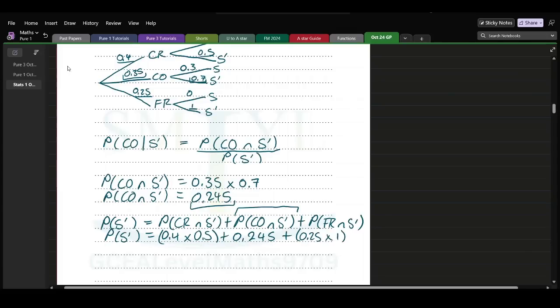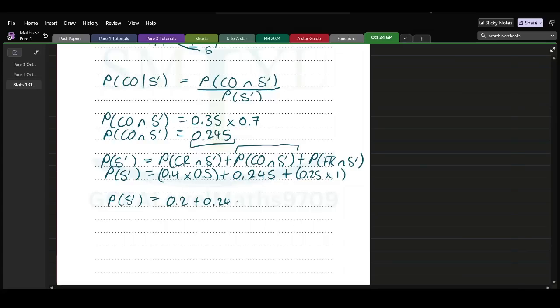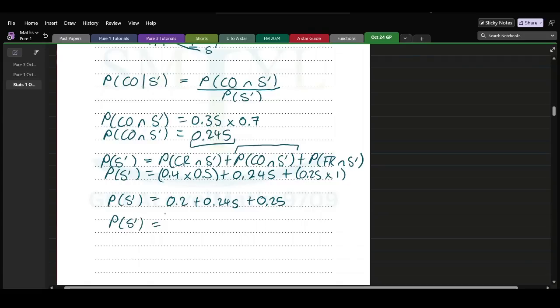Alright, let's simplify. This gives us 0.4 times 0.5. That gives us 0.2 plus 0.245 plus 0.25. And so if we add everything together, that is 0.2 plus 0.245 plus 0.25, that gives us 0.695.